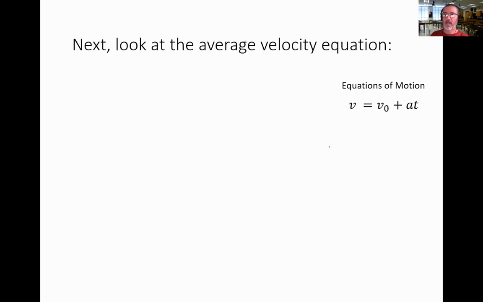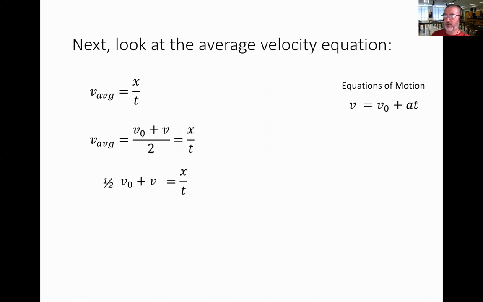Next, we're going to look at the average velocity equation. If we look at that average velocity equation, what we're going to see is the average velocity is the distance traveled divided by how much time I have. And so I can write that again as the average velocity is also the initial velocity plus the final velocity divided by 2. For constant acceleration, I can just add them together and divide by 2 if you want to take an average. So now I can set those two equal to each other. So I can say that (v0 plus v) over 2 equals x over t. And now, that (v0 plus v) over 2 can be a half, and so I can have a half of (v0 plus v) equals x over t.